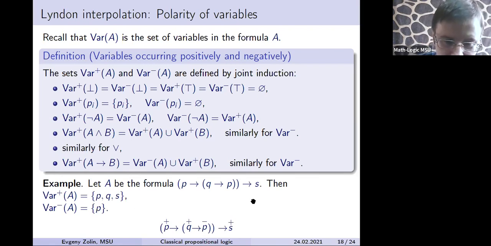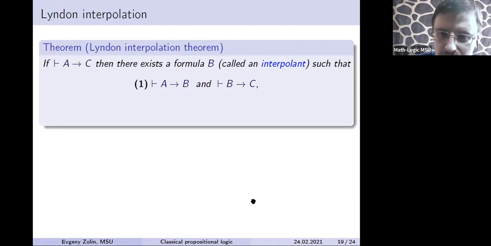So, Lyndon interpolation. If we have A implies C, then there is a formula B such that A implies B and B implies C are tautologies. But we need to be more careful about variables. Formula B has variables that are common to A and C.